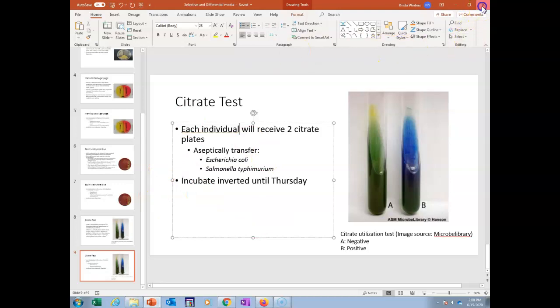The other lab activity I'll talk about in a second video, which is going to be your colony morphology.